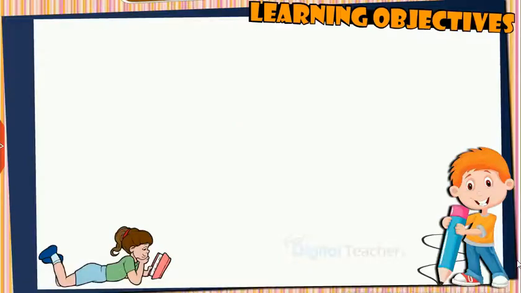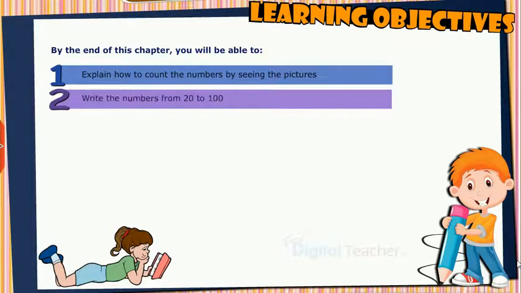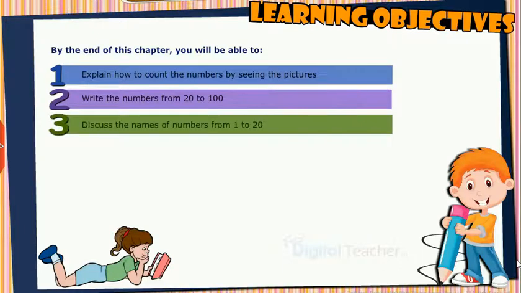Learning objectives. By the end of this chapter, you will be able to explain how to count the numbers by seeing the pictures. Write the numbers from 20 to 100. Discuss the names of numbers from 1 to 20.